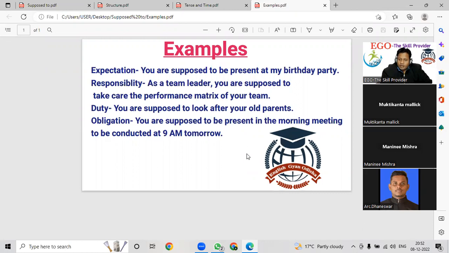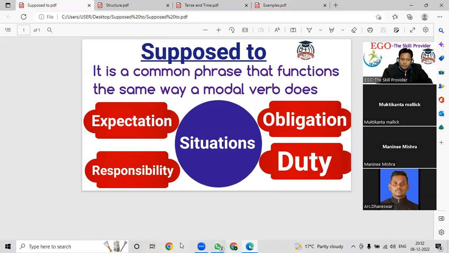I want it to be modern. It is more about modals. Got it? So this is all about the things; let me paraphrase it once more. Supposed to is a common phrase that functions the same way as a modal verb. Supposed to is not a modal verb, it is just a common phrase that can be used in four different situations.